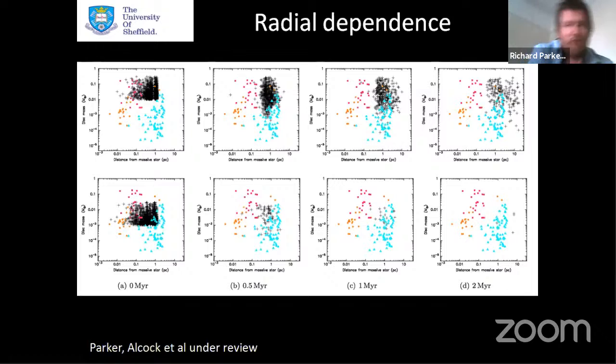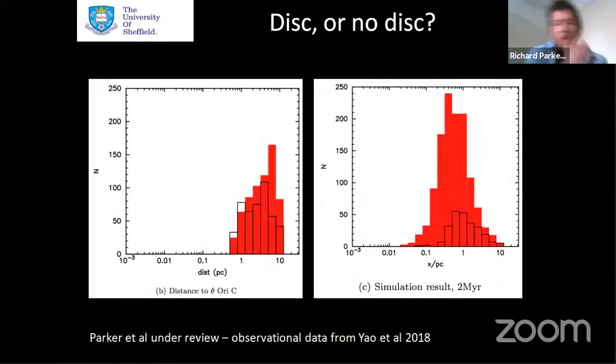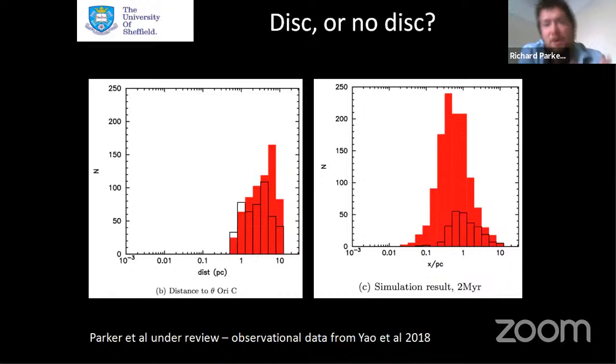We've also tried changing the mass of the disk. The lower panel is changing the disk mass, so these disks are 1% of the host star's mass rather than 10%. As you might imagine, in that scenario you destroy more of the disks, and so you have even less of a correlation. So what's the reason for this? Why can't we reproduce this in the n-body simulations? Well, we think that this is because stars move around.